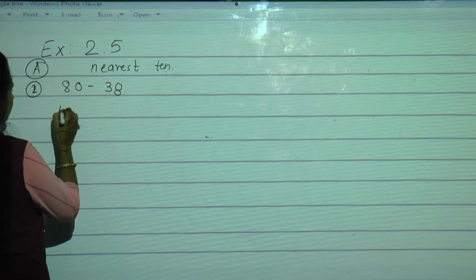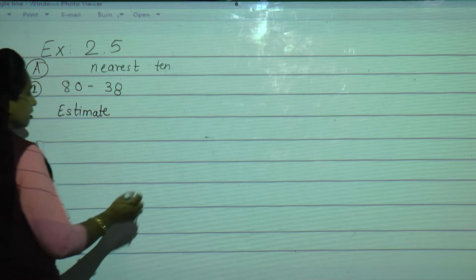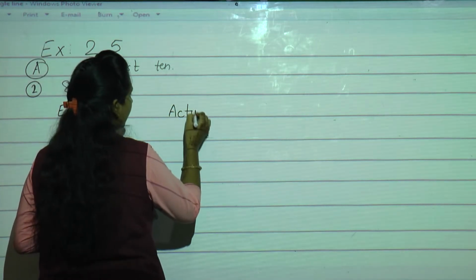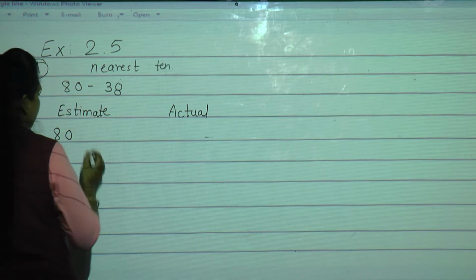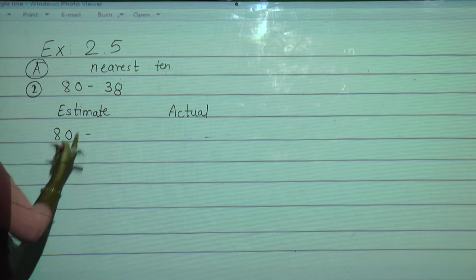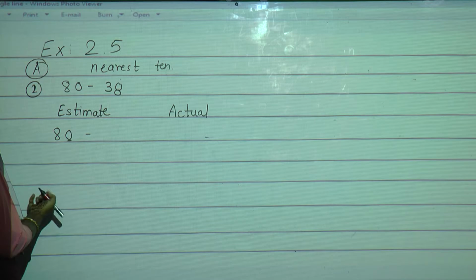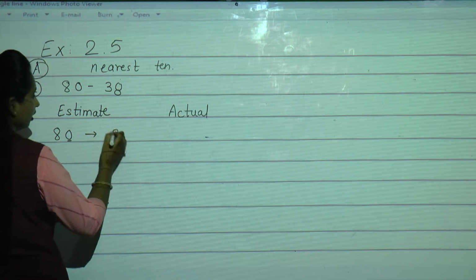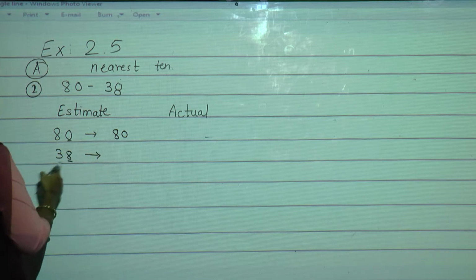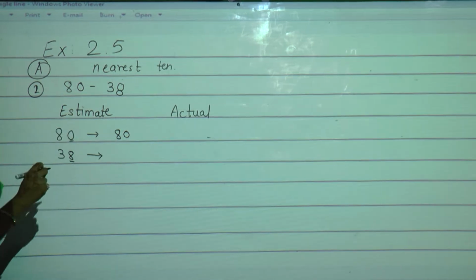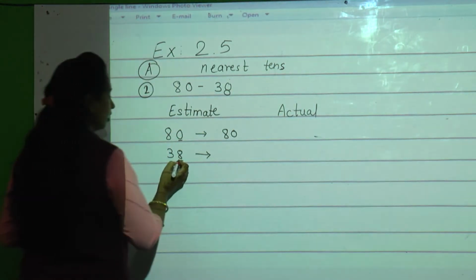So, estimate and actual. First I will write here 80. Now 80 is already there. They said we have to round off the numbers to the nearest 10. Already 0 is there, so the rounded number is 80. And what about 38? Whenever we are rounding to the nearest tens, underline the ones place.